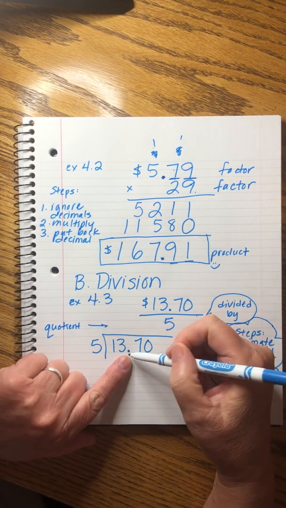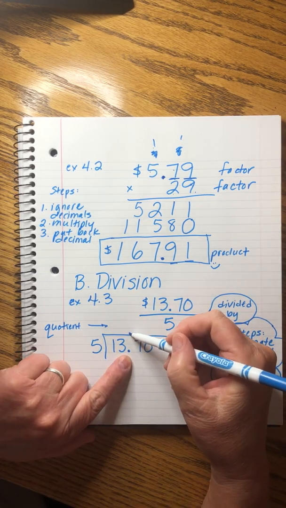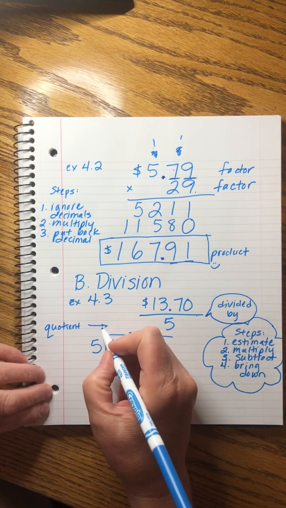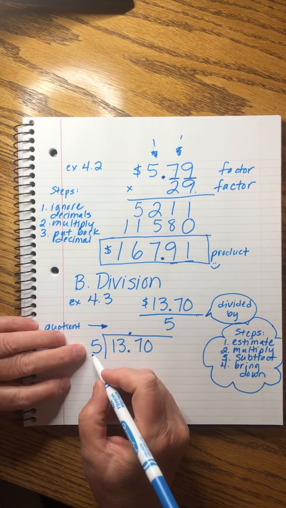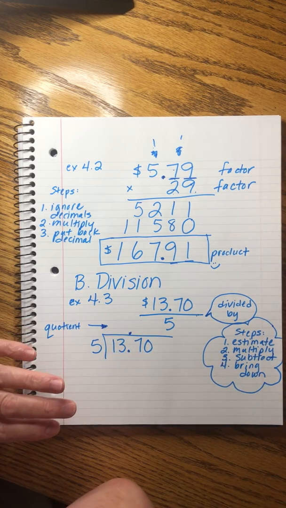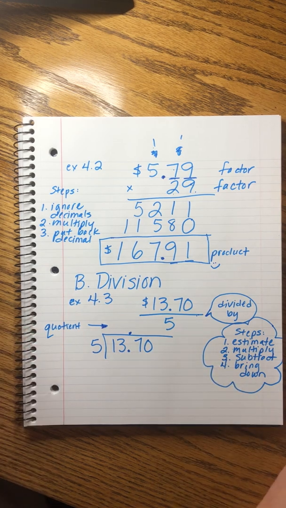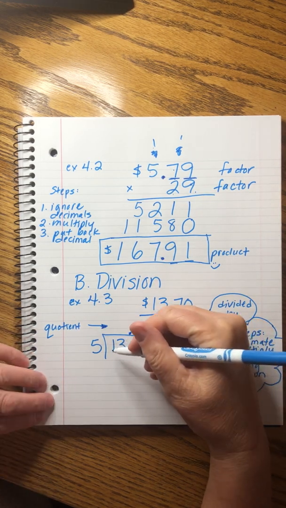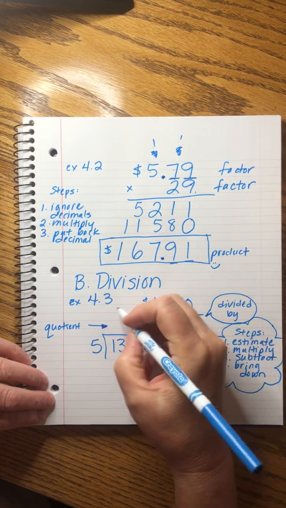When the decimal is only inside the box, we just copy it straight up, and now we can ignore it. That's an arrowhead. It doesn't look like one. There. How many times does 5 go into 1? It doesn't. How many times does 5 go into 13? I always just start with one digit, see if you can get anything, then go on to 2. 5 into 13 goes twice.